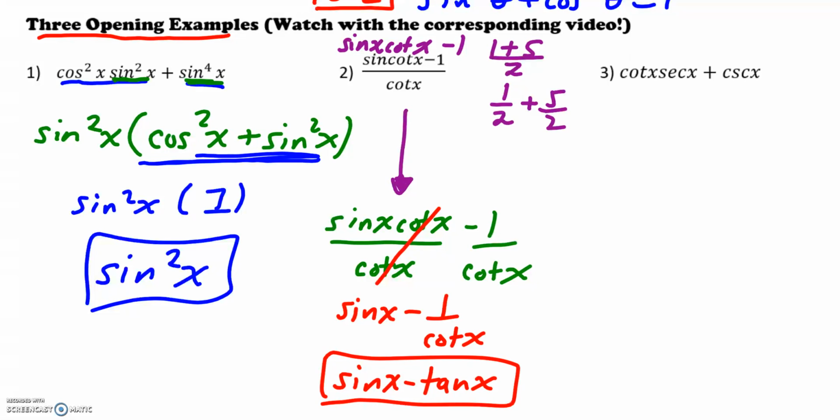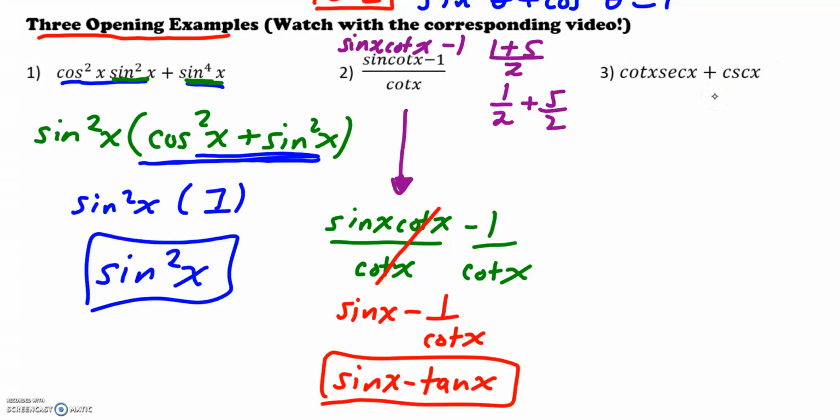The last example here, number 3, I'm going to ask again myself the same questions. I don't have a fraction, so I can't complete it like number 2. I have multiple terms, so let me see if I can take out a greatest common factor. Well, I have cotangent, secant, and cosecant. And none of them are like, so I can't take out a GCF. Again, none of them are like, so I can't add any like terms.